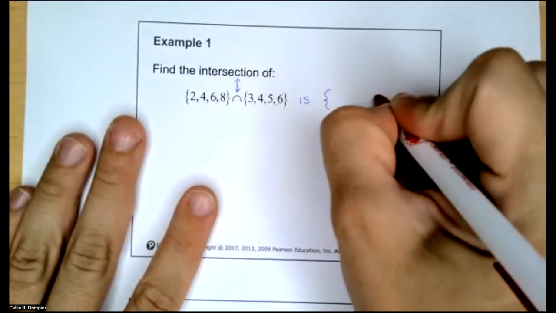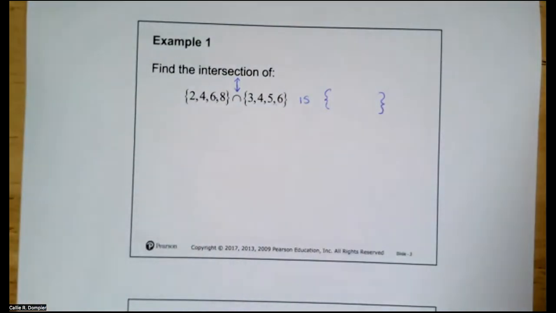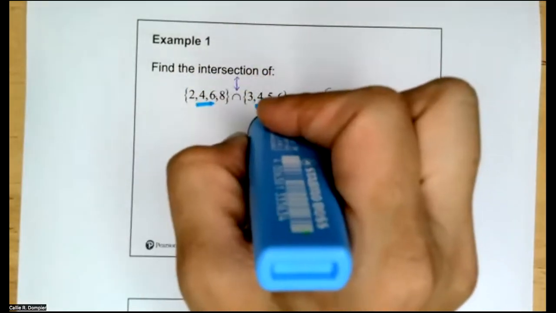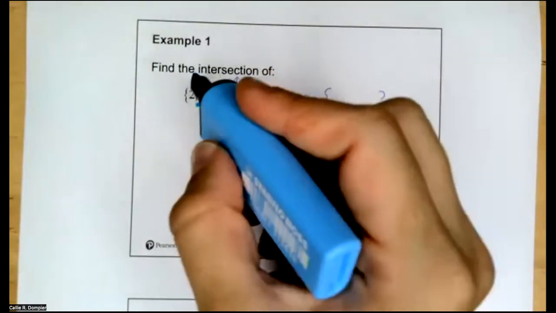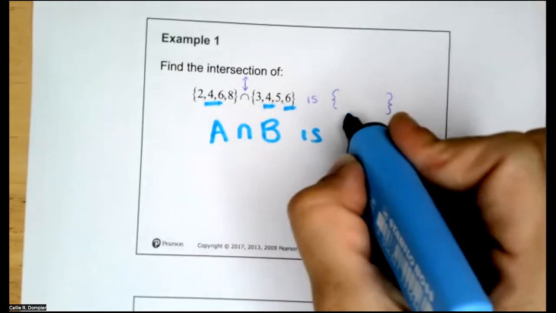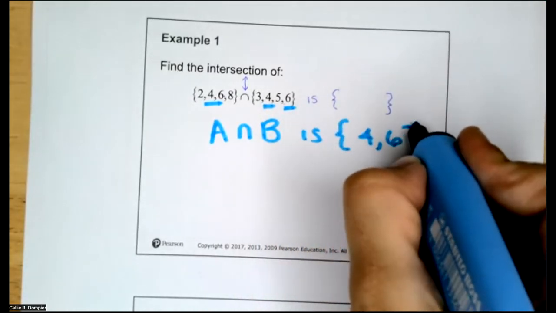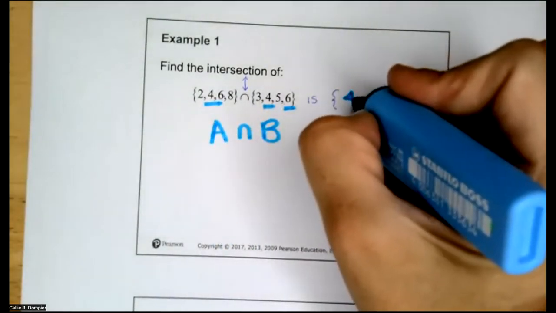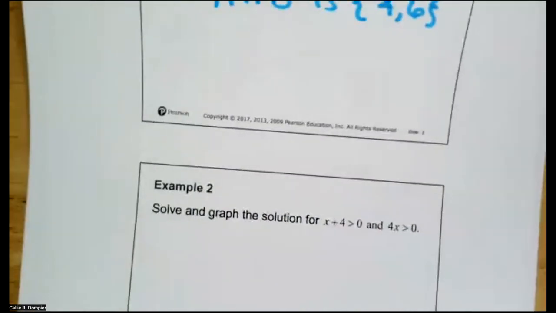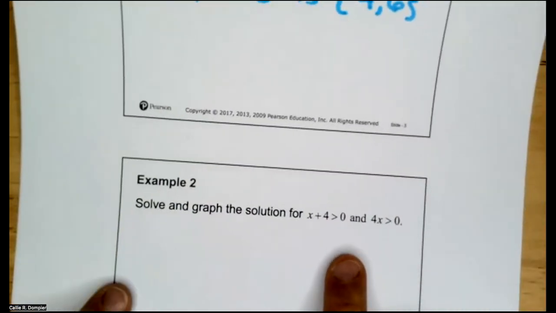Is 4 in both? So it's going to be a small group. Is that all? 4 and 6 are common. Very good. 4 is in both groups and 6 is in both groups. So the intersection of, if you called this A and B, is 4 and 6. Good. All right. So here is an example of an intersection.